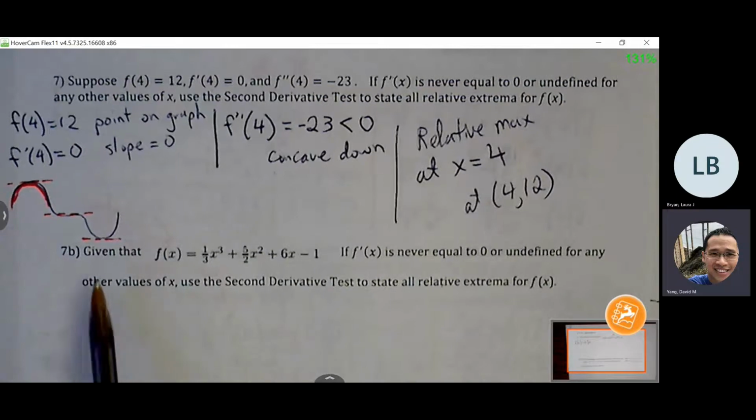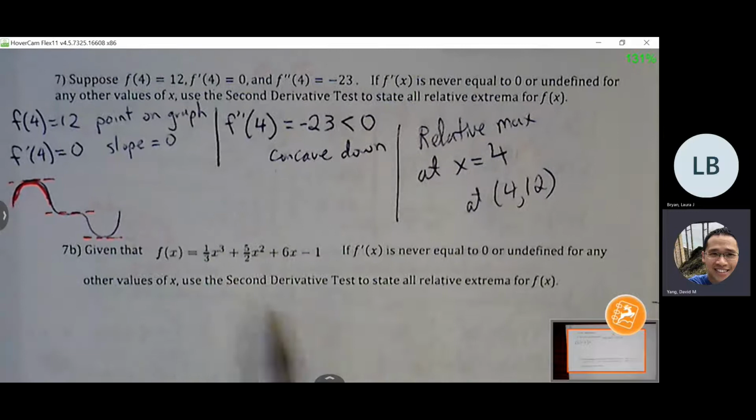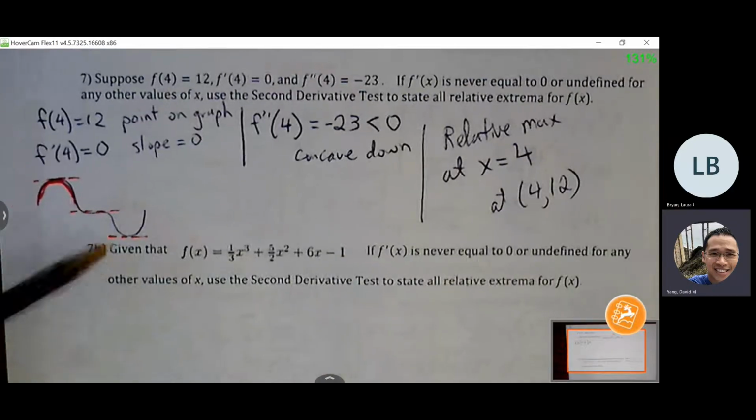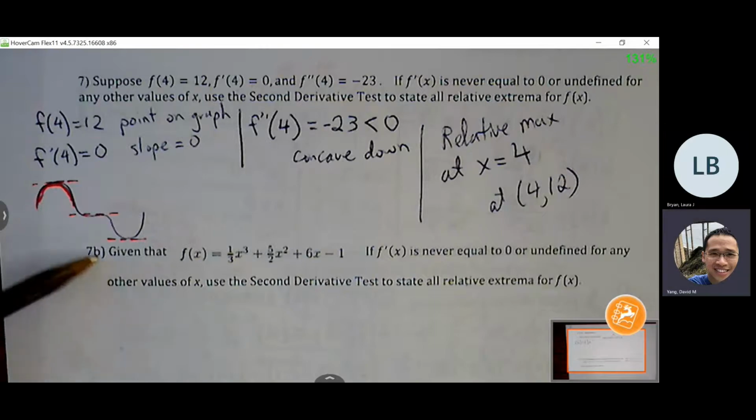Now here, this 7b is also another second derivative test, but this is more straightforward, building from the original function. So I want to show this as well, so we can see two ways of approaching a problem using the second derivative test. Everybody good with 7a?